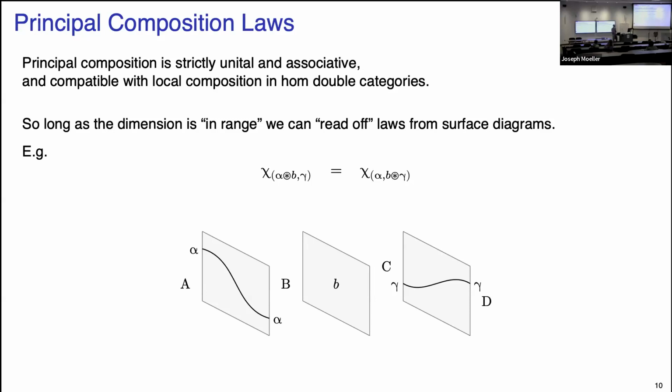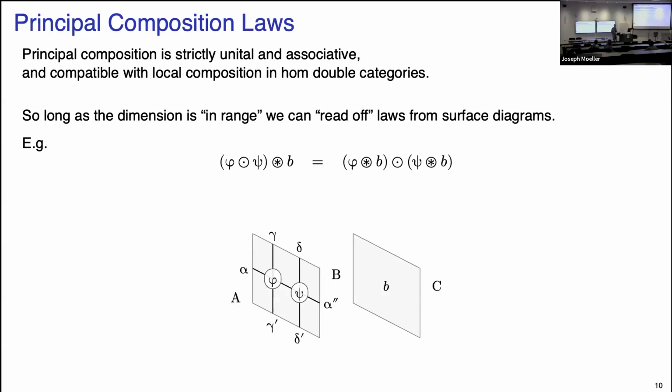So I'm going to give you a few examples of this. Here is a surface diagram depicting two vertical 2-cells with this intervening 1-cell. And we can interpret this diagram in a couple ways. We can either take alpha here and whisker it by b on the right, take the resulting 2-cell and interchange it with gamma, that's this expression here. Or we could sort of right associate this diagram, and we can interchange alpha with the result of whiskering gamma on the left with b, that's this right expression. And well, the law says that these expressions represent the same cell, as we would expect, because I said that we have strict associativity in this principal composition dimension.